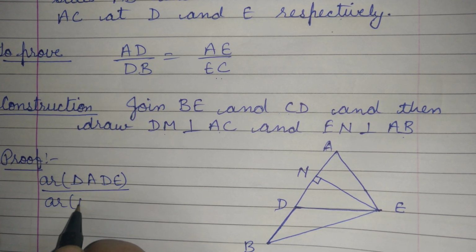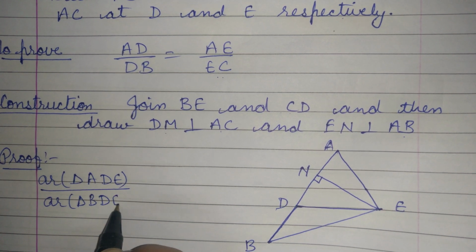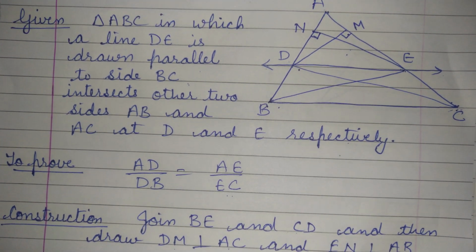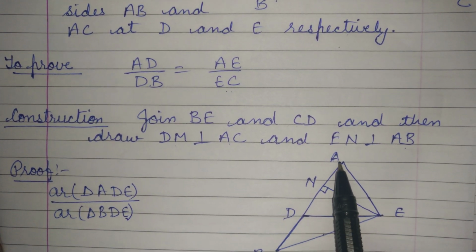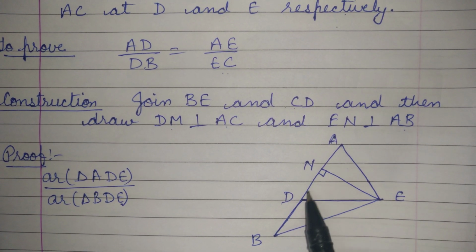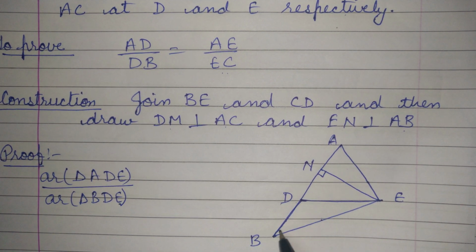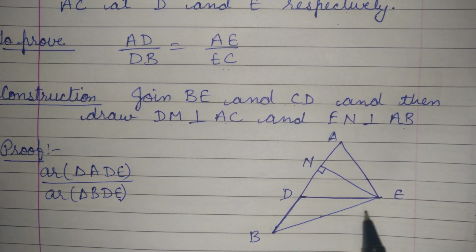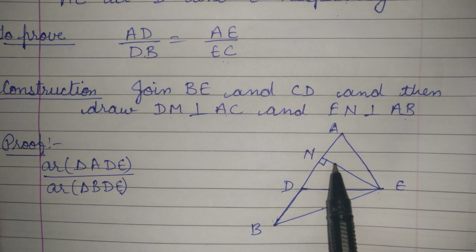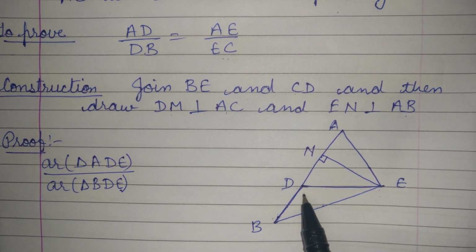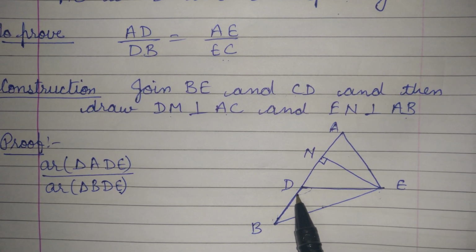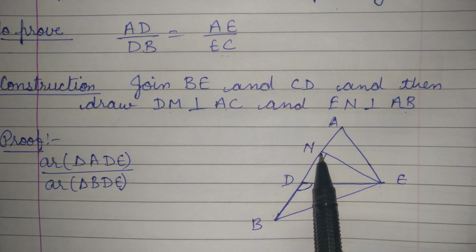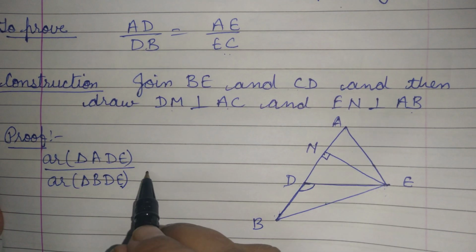So let us take ratio of area of triangle ADE and triangle BDE. I have drawn these two triangles separately here. Now in triangle ADE, base is AD, and in triangle BDE, base is DB. For both the triangles, height is EN. As triangle BDE is obtuse angled triangle, so its height lies outside the triangle.